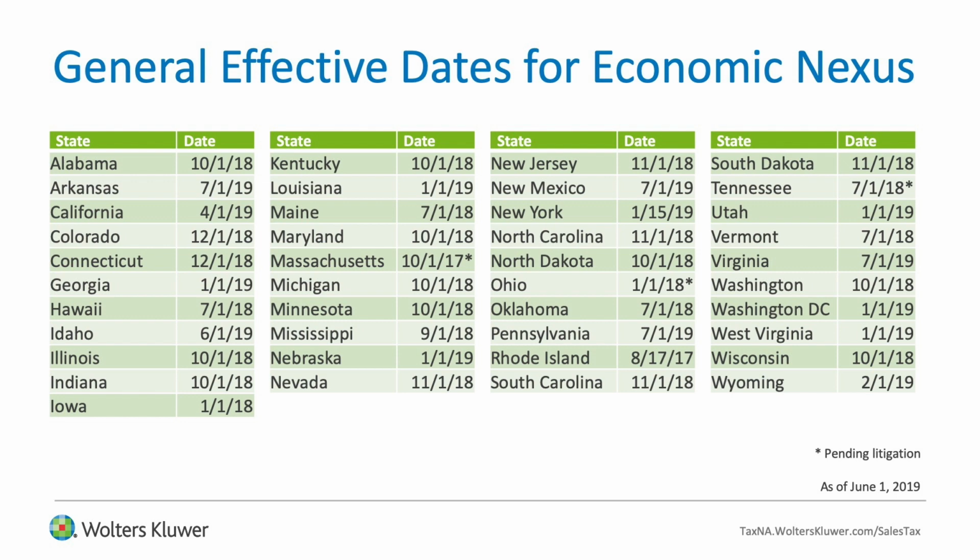So most of the states have imposed economic nexus standards as of June of 2019. There are a few states that have yet to do that, of the states that impose sales and use tax. These are the effective dates for the economic nexus. You can see that some of the states do go back as far as 2017, so it's going to go back prior to the actual decision of Wayfair versus South Dakota. And it's important to understand what the dates are for the economic nexus rules. This is also helpful when you're evaluating your economic nexus.